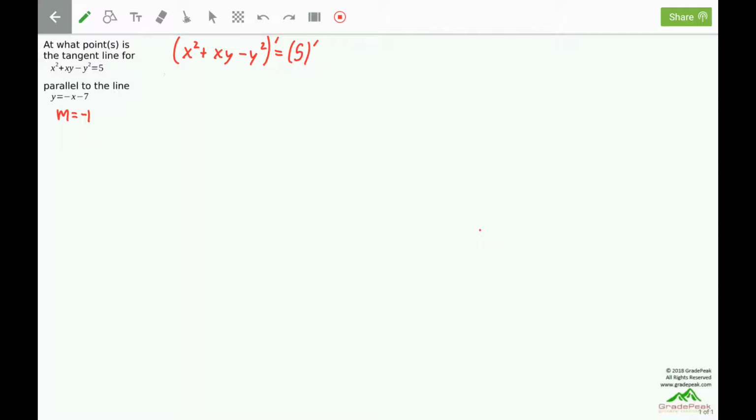On the left side, the first term, the derivative will be 2x. The second term is a product rule. The derivative of the first, derivative of x, is a 1 times the second left alone, y, plus the first left alone, x, times the derivative of the second. The derivative of y is 1 y prime. Every time we take the derivative of a y term, we will have a y prime due to the chain rule.